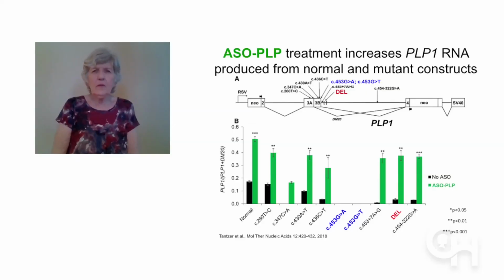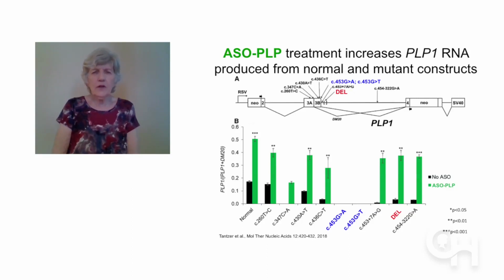We then needed to check that the ASO-PLP would increase the PLP1 form in cell culture. Here, like previously, we put these mutant constructs into the oligodendrocytes and they would take them up. But this time we either treated or not with ASO-PLP. In B, most of the constructs, including the normal one, which is first on the left, shifted alternative splicing significantly toward more PLP1 form when treated with the ASO-PLP at the green bars than when not treated at the black bars. The only two mutant constructs that didn't produce more PLP1 were the two shown in blue.